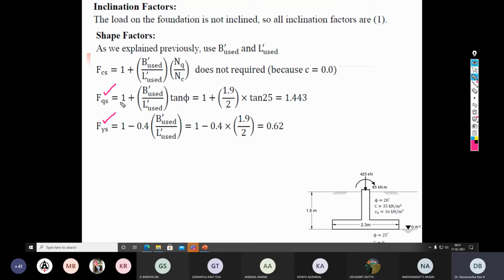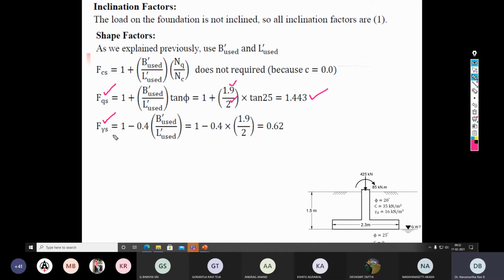The shape factor corresponding to overburden is 1 plus B dash by L dash into tan phi. B dash is 1.9 meter and L dash is 2 meter. So 1 plus 1.9 by 2 into tan 25. You will get approximately 1.443.